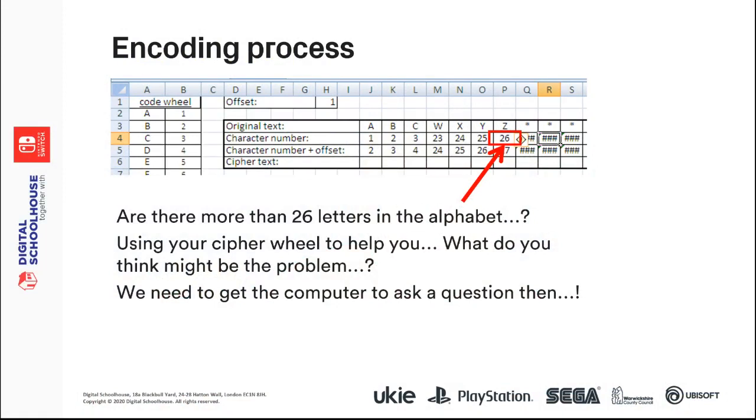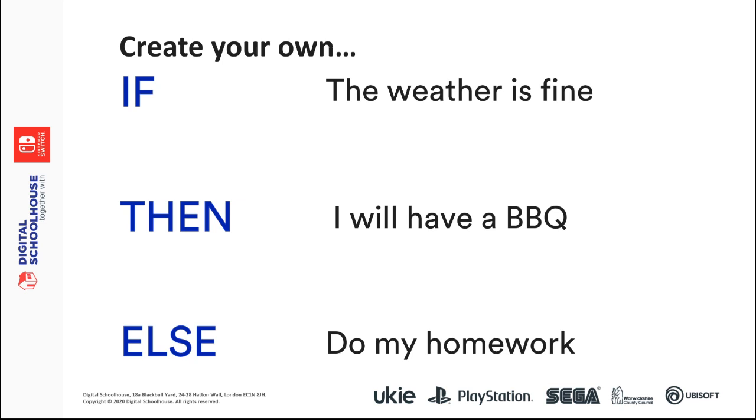It's where the actual number for the letter plus the offset has pushed it to more than 26. So we need to get the computer to ask a question at this point. Is that number more than 26? And then we want something to happen. So if statements are really important. We want to use an if statement to do this. We've talked about if statements in previous workshops. We want to use an if, then, else. So if the weather is fine, then have a barbecue, else do my homework. Or do my home learning maybe.